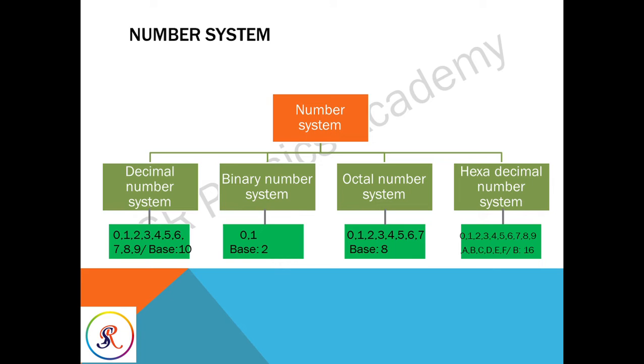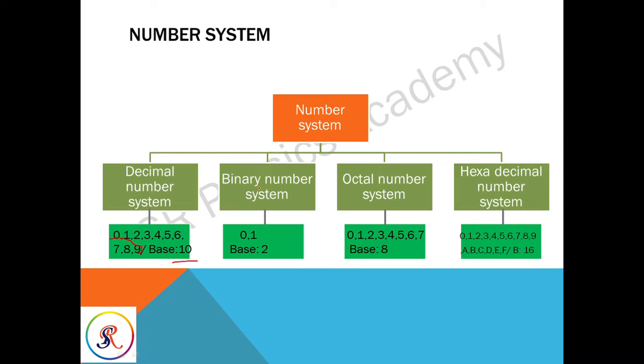In the decimal number system, the base is 10. That means there are 10 unique digits, 0 to 9: 0, 1, 2, 3, 4, 5, 6, 7, 8, 9. That is, the base is 10.